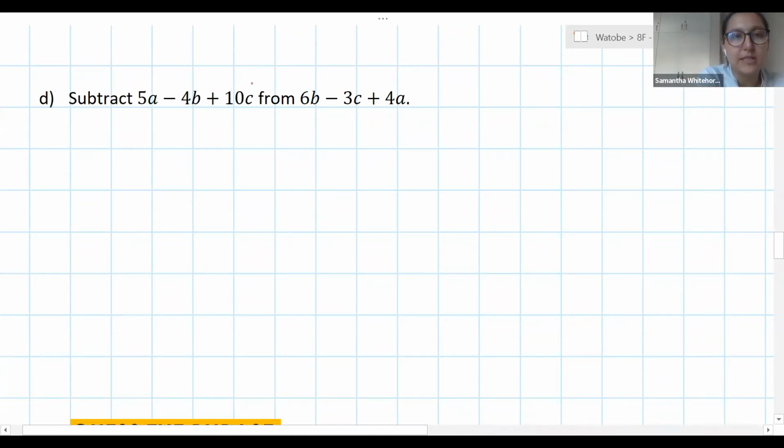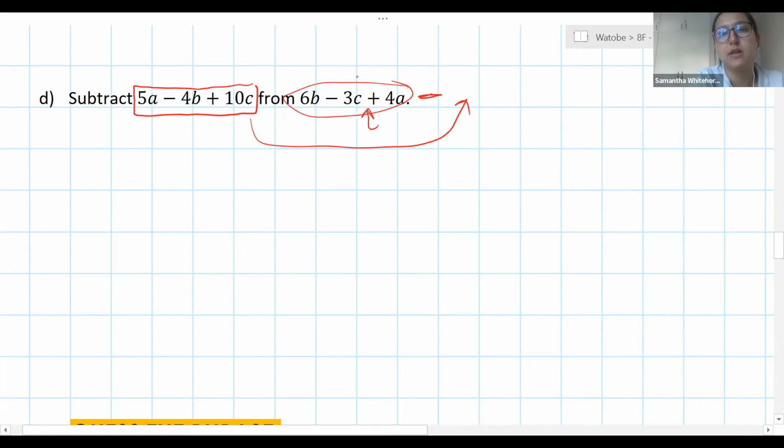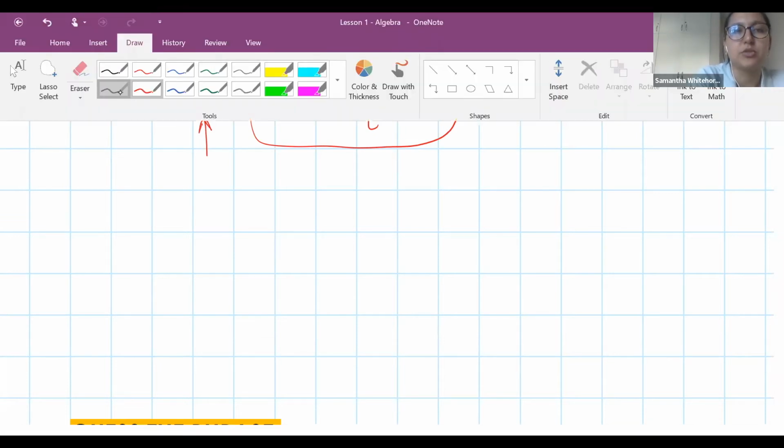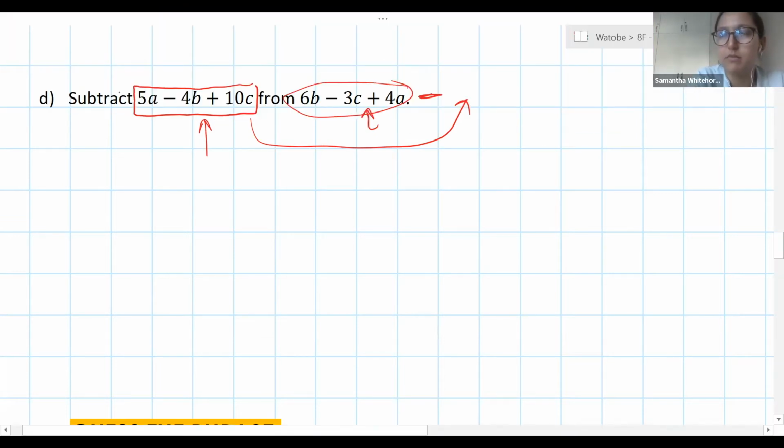So basically what it's saying is I want to take this whole thing and subtract it from this term. So essentially I want to take this minus that expression. So what we can do is we can set up an expression to make this make sense for us. So we're going to start with what we want to subtract from, which is 6b minus 3c plus 4a. And I want to subtract this expression.